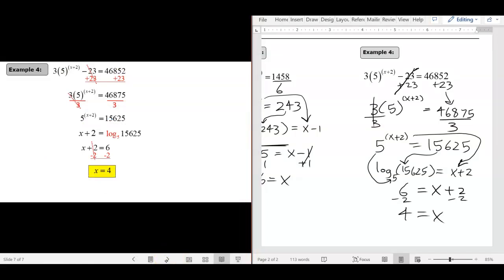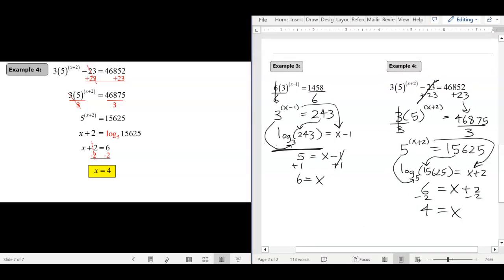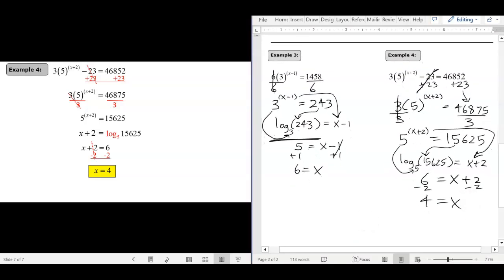PowerPoint is the same steps. You probably noticed that they have everything flipped around, but however you want to show that should work. Okay. So there's your example 3 and 4.